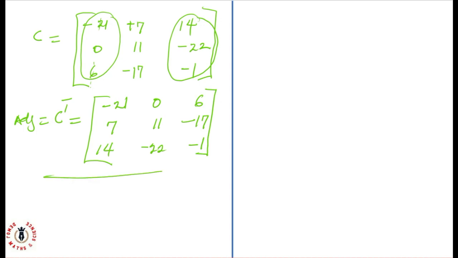Now you understand how to find the adjoint of a matrix.